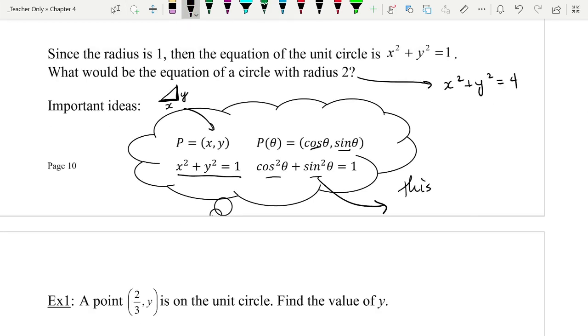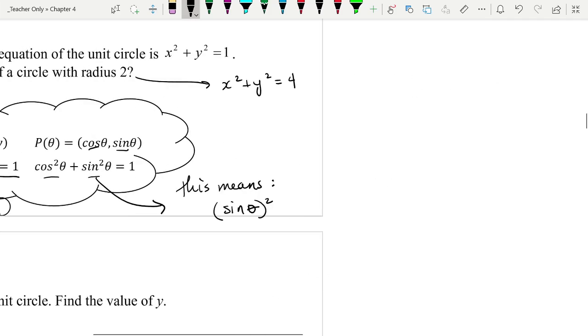Quick note here, this looks weird. I'm going to write, this means sine theta squared. And if you're wondering, well, then why don't you write it that way? Well, because this way I don't need a bracket, so it's less writing. But please note, if I were to write it like this, does that mean take the angle and square it and then find the sine of that? Ah, you see there's some ambiguity there. So we don't like ambiguity in math.